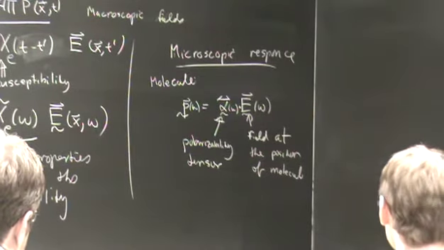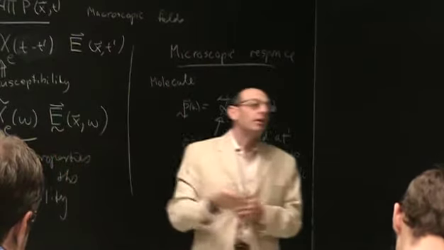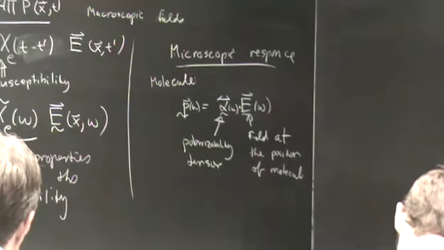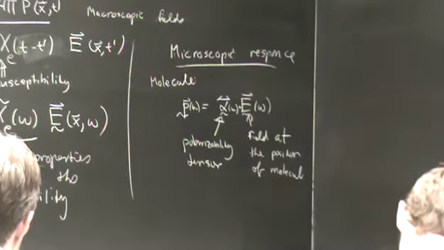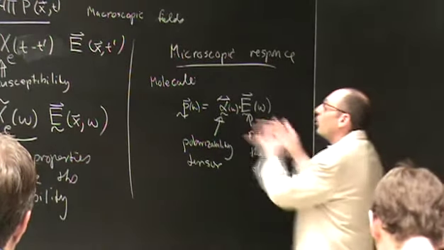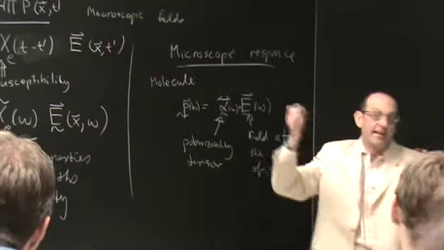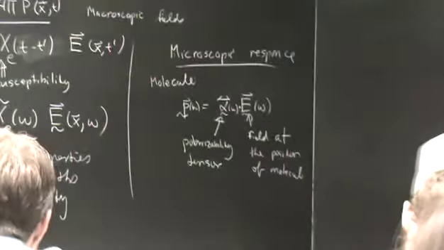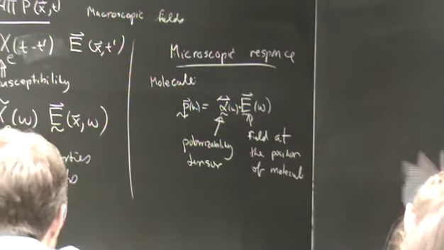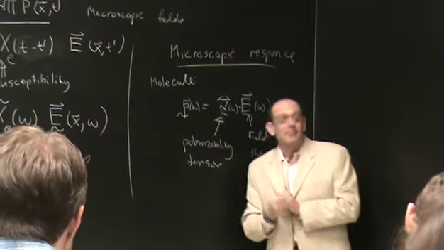So one question you can ask is, how is the susceptibility related to the polarizability? Remember, the susceptibility is some kind of coarse-grained average over many, many molecules. Something like Avogadro's number of them, or 10 to some power of that, something like that. Still a whole lot of molecules.